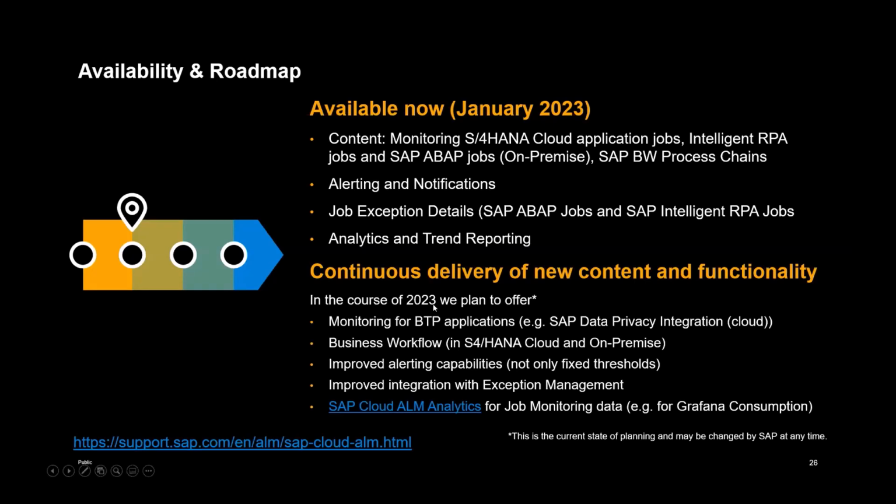So this year, quite soon, we will offer an SAP Cloud ALM Analytics API with job monitoring data. Then somebody can also create a common dashboard, for example, with Grafana. The integration with exception management will be improved, so we will not show all kinds of exceptions, and also alerting on individual exceptions will be possible. We think about improving alerting so that, especially for the runtime and delay, somebody can work without fixed thresholds.